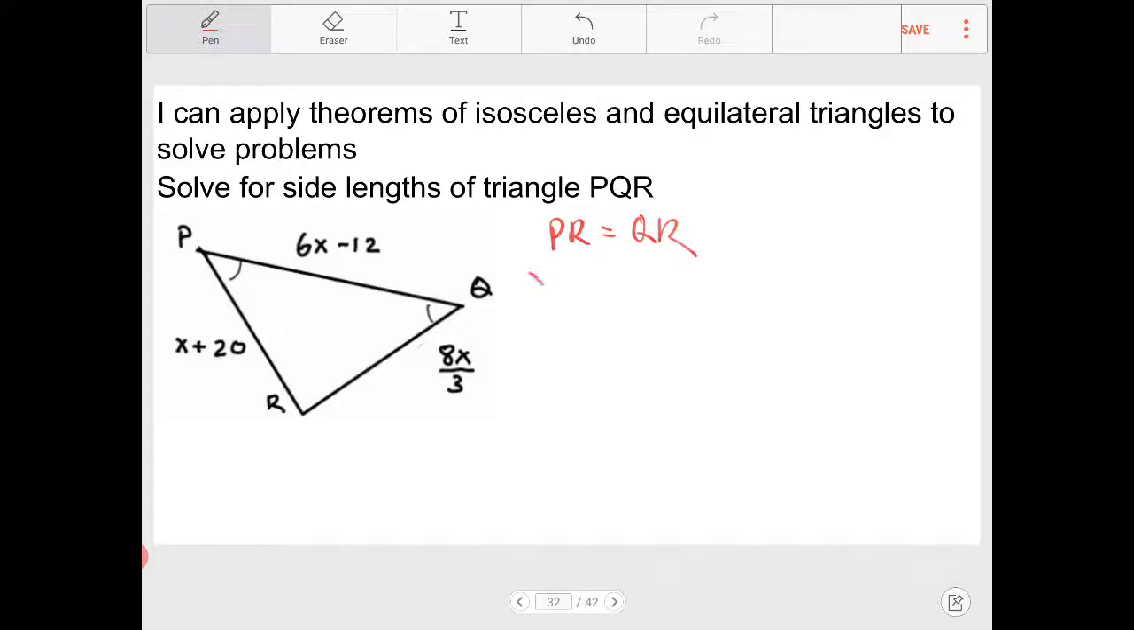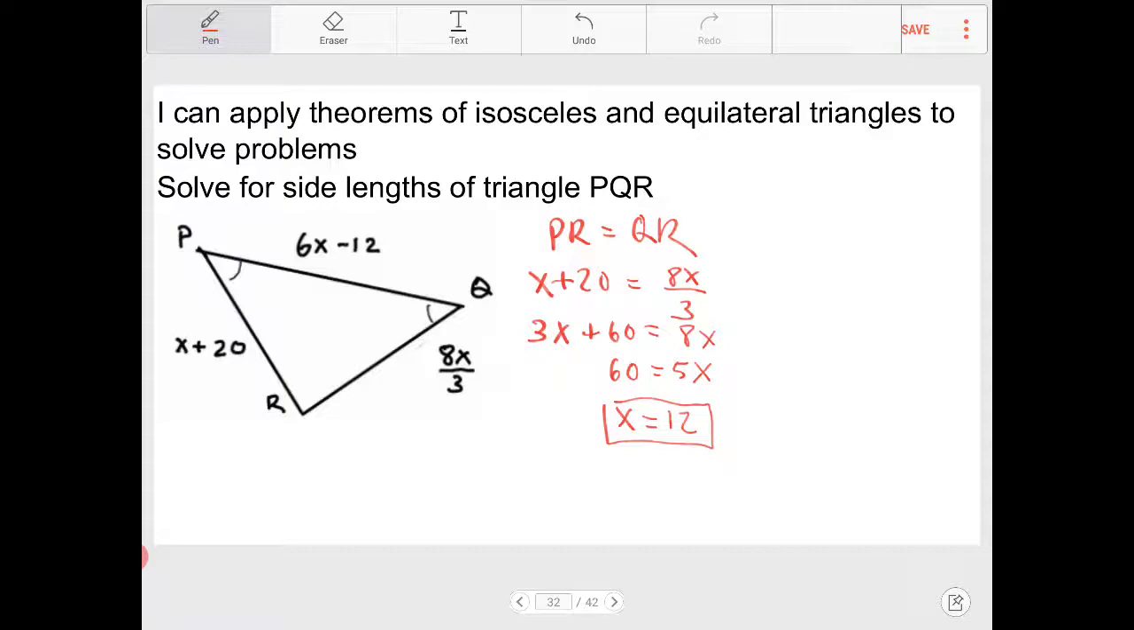With that understanding, I know that x plus 20 will equal 8x over 3. Now, I know what you're thinking. You're looking at the 8x over 3 and it looks rather scary, but it really isn't. You multiply both sides by 3. We end up with 3x plus 60 is equal to 8x. Subtract both sides by 3x, we end up with 60 is equal to 5x. Divide both sides by 5, we end up with x is equal to 12.